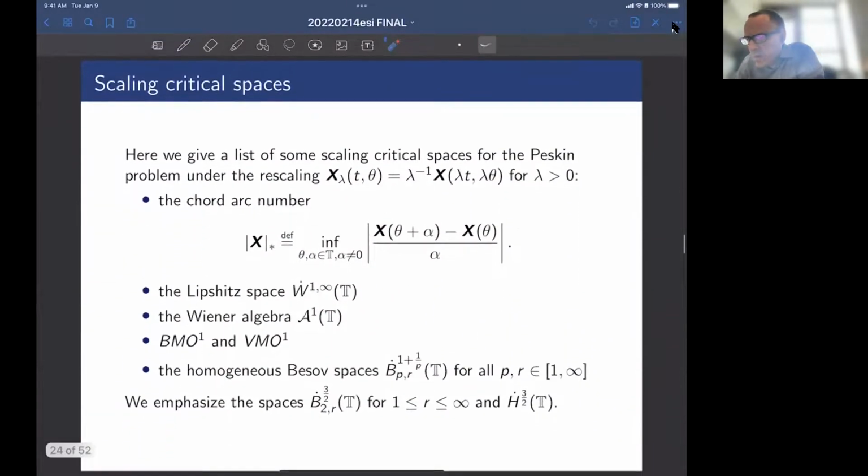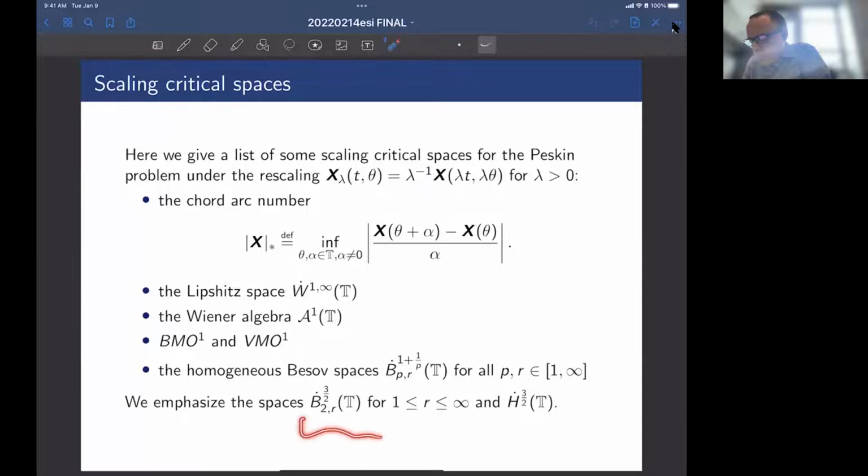And now I'll tell you quickly about scaling critical spaces. So here we have a list of some scaling critical spaces for the Peskin problem under the rescaling x lambda is lambda to the minus 1 x lambda t lambda theta for lambda greater than 0. So the chord arc number, which is an important quantity to this theory, is scaling invariant under this rescaling. The homogeneous Lipschitz space W1 infinity is invariant. The Wiener algebra A1 is invariant. VMO and BMO are invariant. All the homogeneous Besov spaces, B dot 1 plus 1 over p, p r, are invariant for any p and r.